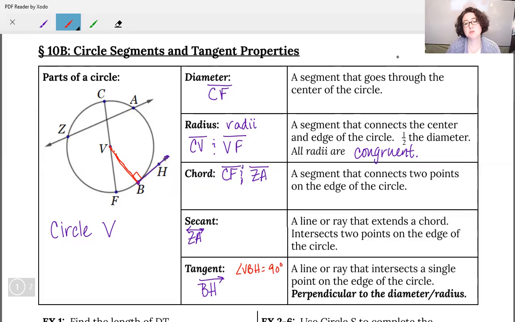And if we were actually to construct this with a compass and straight edge, basically you could just draw the circle and then pick one random point. You should be able to draw a line or a ray that only touches at that point. It's just going to barely skim the edge of the circle.